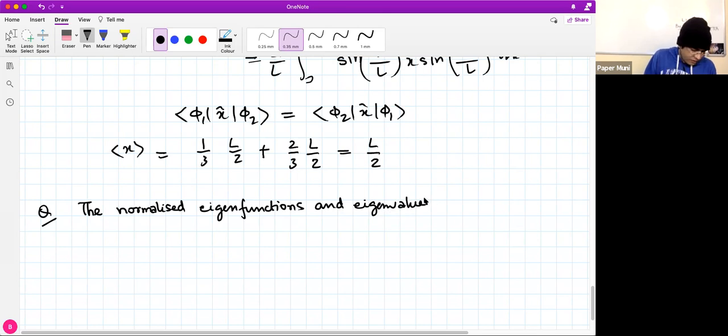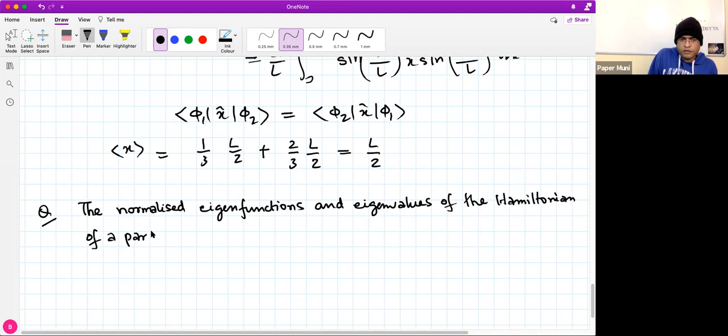The normalized eigenfunctions and eigenvalues of the Hamiltonian operator of a particle confined to move between 0 and a in one dimension.